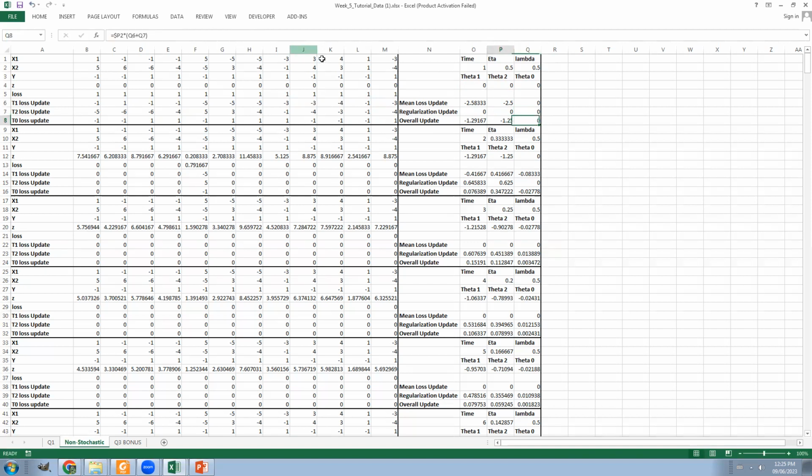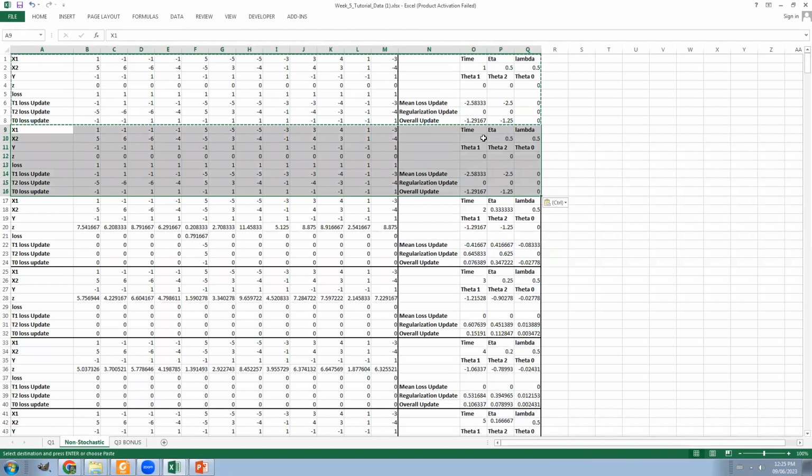So then the overall update is the loss update plus the regularization update, multiplying by eta. Remember, we need to multiply by eta in order to make this all converge, right? And so then what I did was I just copied and pasted this whole thing down again. But of course, if I copy and paste this down, I need to change certain things. So what do I actually change to make this work?